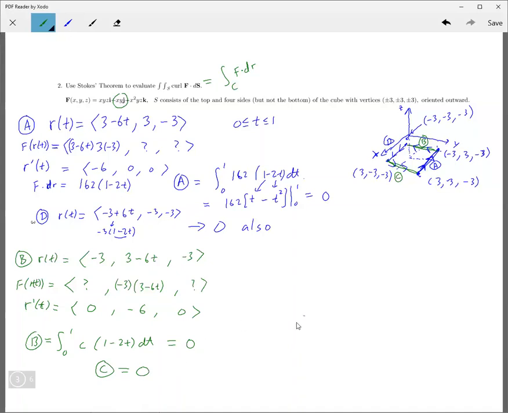And so you add these up together, and you get your answer, which is 0.